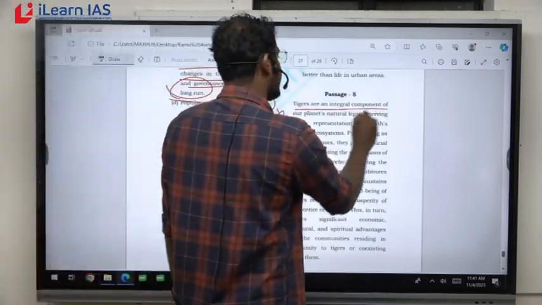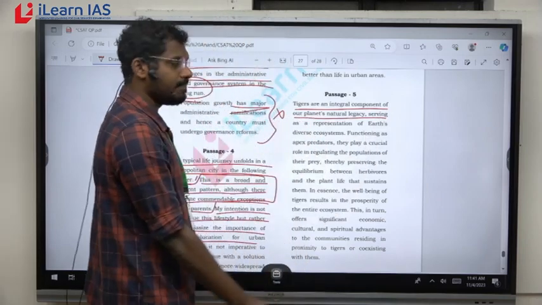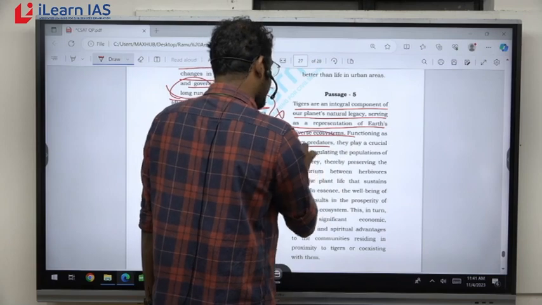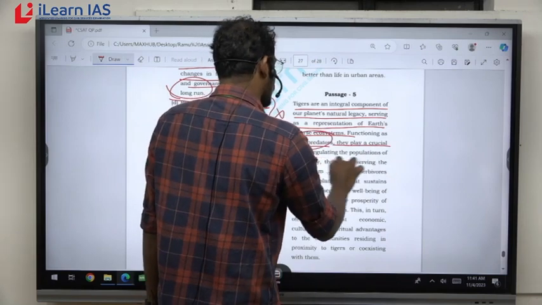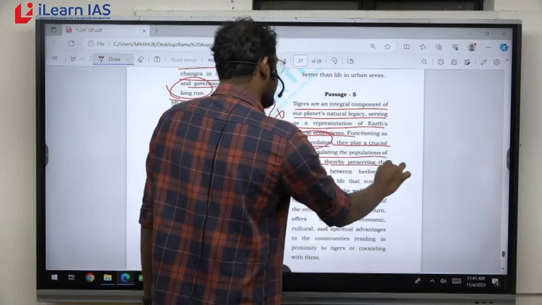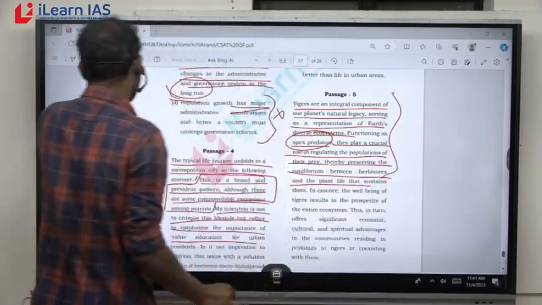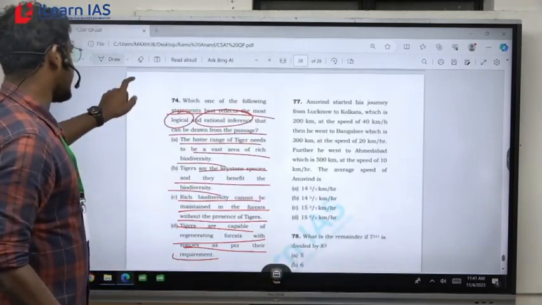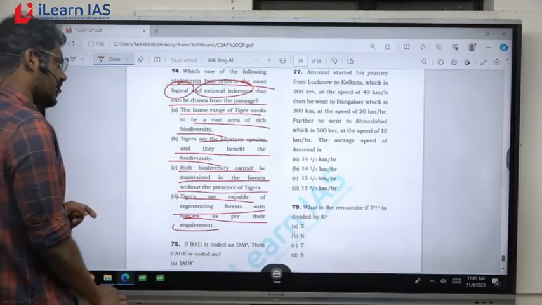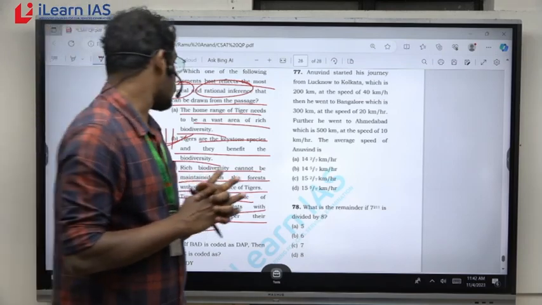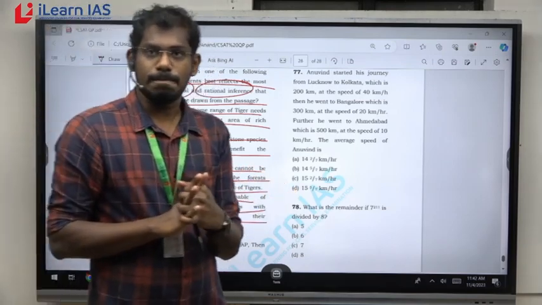Tigers are an integral component of our planet's natural legacy, serving as a representation of Earth's diverse ecosystem. Functioning as apex predators, they play a crucial role in regulating the population of their prey, thereby preserving the equilibrium between herbivores and the plant life. Okay, this much is enough. So what is it actually saying? Taking it as a general idea, tigers are the keystone species and they benefit the biodiversity. So the answer for question number 74 is option B.